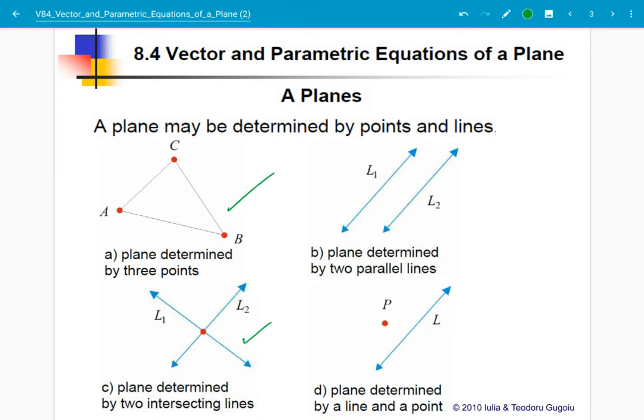Two lines that are parallel but not coincident. You think of a sheet being stretched across two rods, perhaps. And finally, material wrapped around a rod or a line being pulled at from some other point that is not on the line would define a plane, and that's this case here. So, four situations where the information provided is sufficient to define a plane.